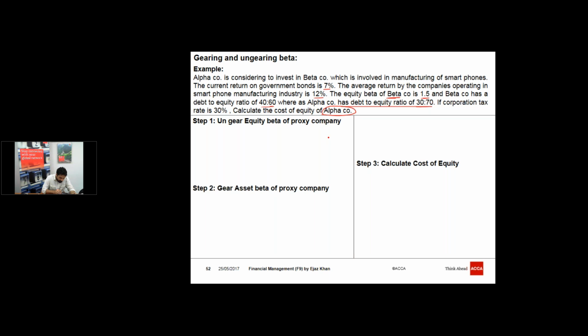Since alpha company is going to invest in beta company, we need the cost of equity of alpha company, which it will use for investment appraisal purpose. Now, the equity beta of beta company is 1.5. Alpha company is investing in beta company, and beta company has the equity beta of 1.5. But we are going to calculate the cost of equity of alpha company, so we need the equity beta of alpha company and not beta company.